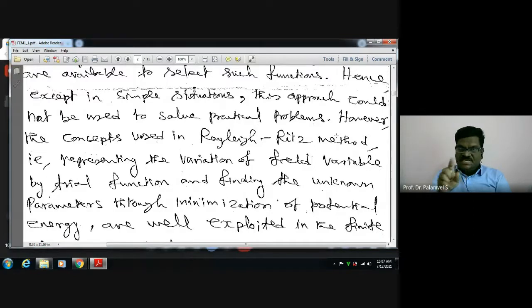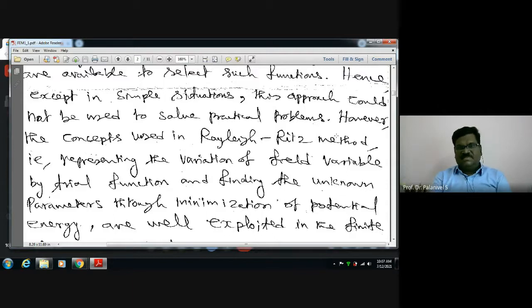Representing the variation of the field variable by a trial function and finding the unknown parameter. In your trial function, you have an unknown parameter, no? Because you choose several elementary functions and you combine them with unknown constants in them. A sine pi x by L, you have chosen, no? That A is the unknown parameter there. And I will read this completely: representing the variation of the field variable by a trial function and finding the unknown parameters through minimization of potential energy.